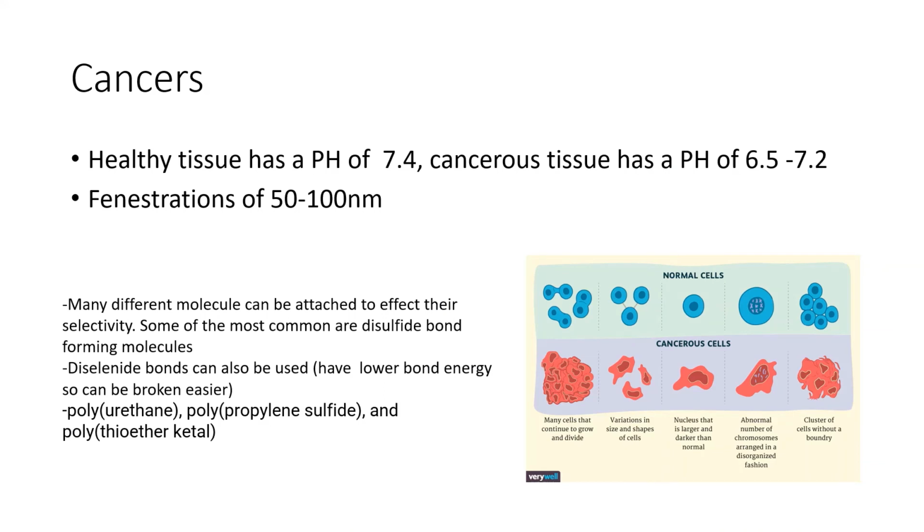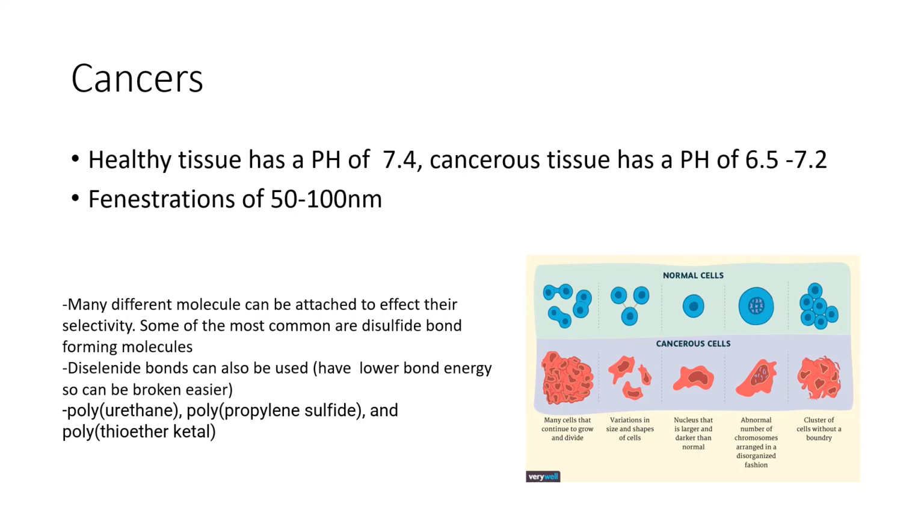Healthy tissues and cancerous tissue differ in pH, with healthy having 7.4 and cancerous between 6.5 and 7.2 due to aerobic glycolysis and lactate production, allowing for it to be targeted. Cancer cells have only small fenestrations that range between 50 and 100 nanometers, which a lot of nanomedicine is equal or smaller to so can easily fit into. We can further modify our nanomedicine to make them have a higher selectivity by adding disulfide bonds, which are cleaved once they enter the diseased tissue.